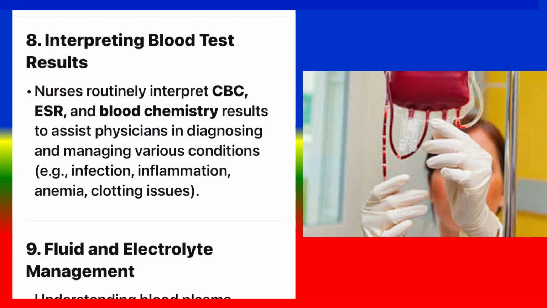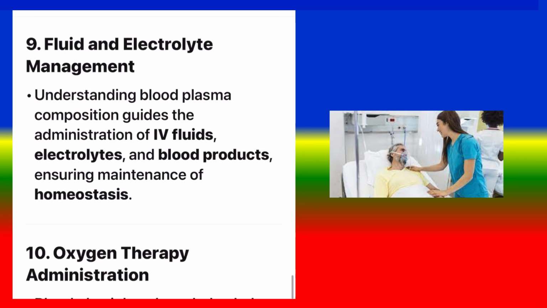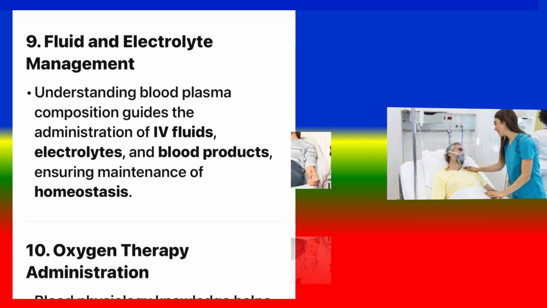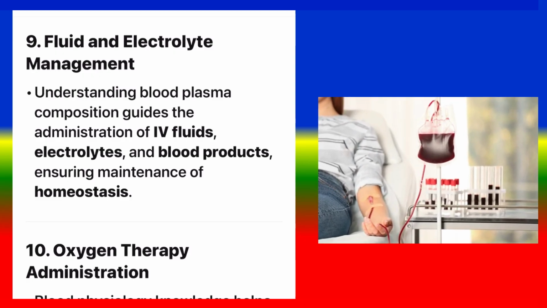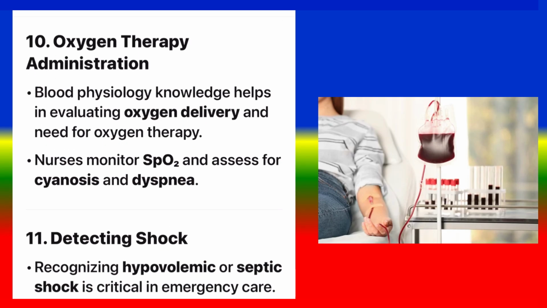8. Interpreting blood test results. Nurses routinely interpret CBC, ESR, and blood chemistry results to assist physicians in diagnosing and managing various conditions, e.g., infection, inflammation, anemia, clotting issues. 9. Fluid and electrolyte management. Understanding blood plasma composition guides the administration of IV fluids, electrolytes, and blood products, ensuring maintenance of homeostasis.